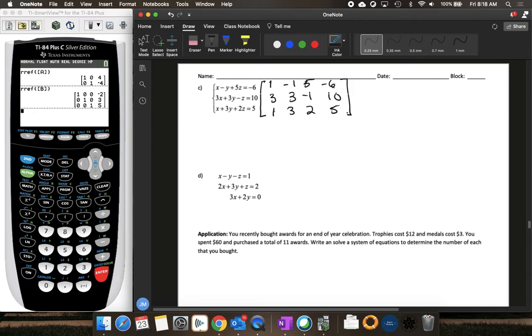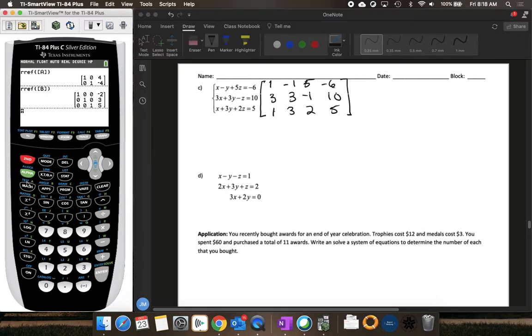Okay, let's next go ahead and put those into a matrix. So go into the matrix menu, over to edit. I'm just going to make this a new matrix, so I'll make it matrix C, and it needs to be 3 by 4. So 1, negative 1, 5, and negative 6, 3, 3, negative 1, and 10, and then 1, 3, 2, and 5.